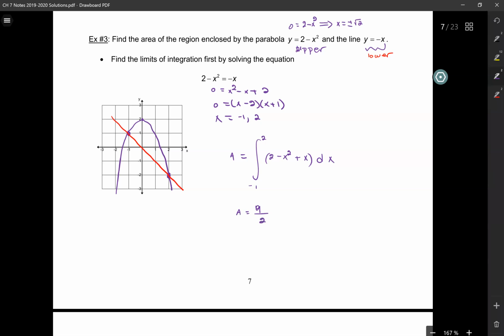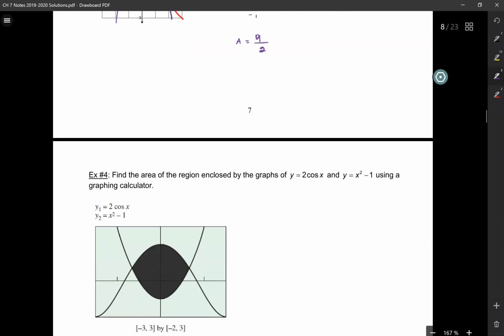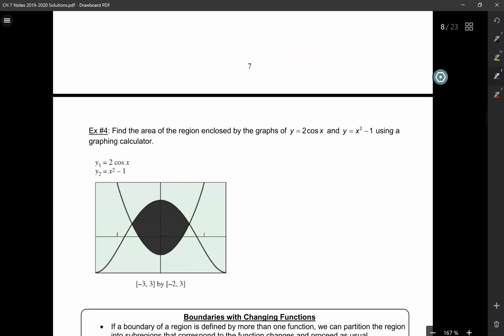Now, I know somebody's going to ask me, how do you need to know those y values? And you do, because sometimes you have to go vertically instead of horizontally. So it's important that you do. All right, so that's that one. Let's do one more.